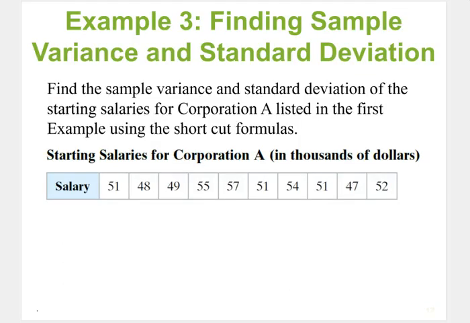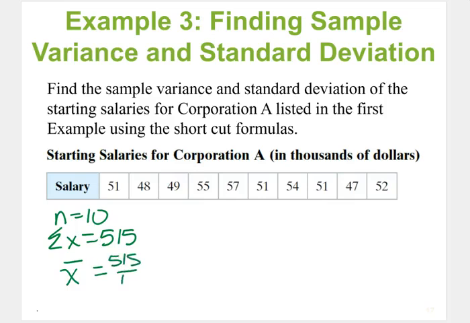All right, so if we look at Corporation A and think of it as a sample instead of a population, which it usually is, go through the process and find these. All right, so the first thing I note is that n is 10. I know that the sum of my x's is 515. I calculated that in my last one. So the mean of my sample is going to be 515 over 10, which is 51.5. Again, no difference than your population mean.